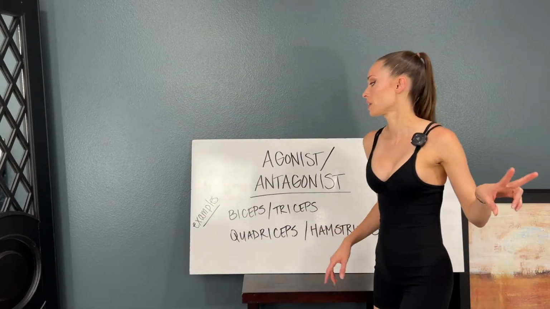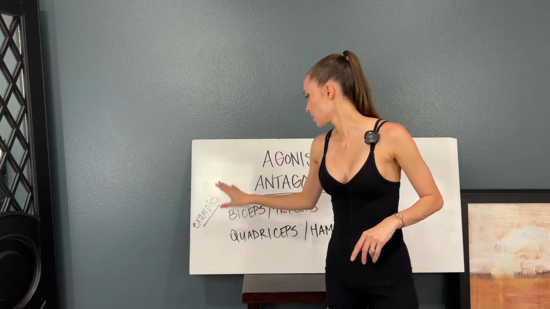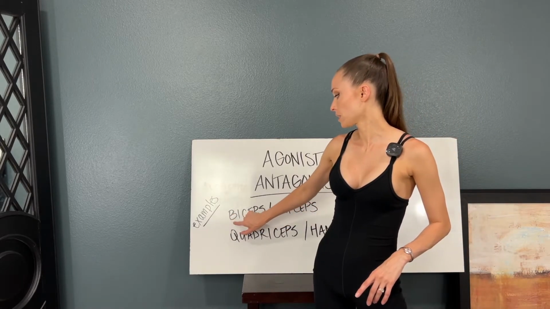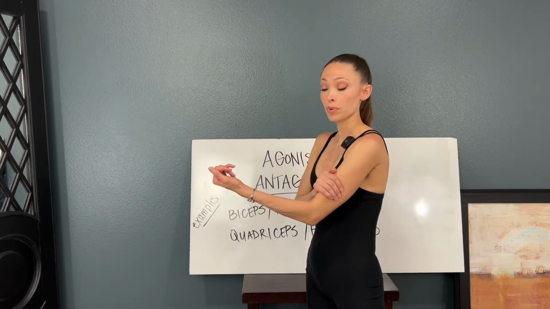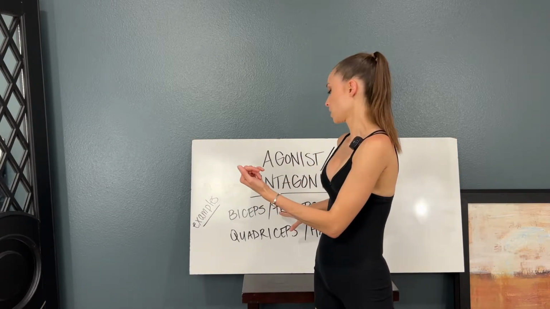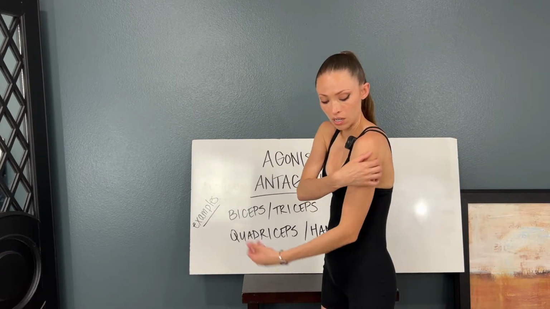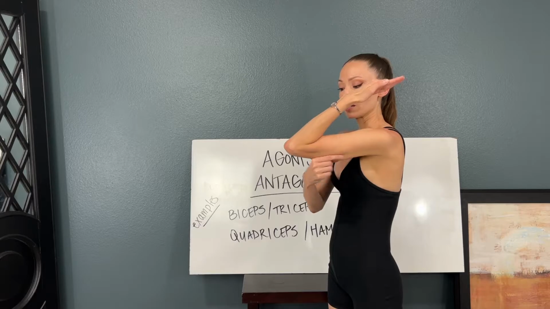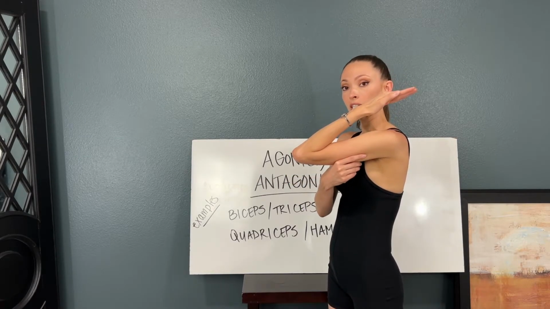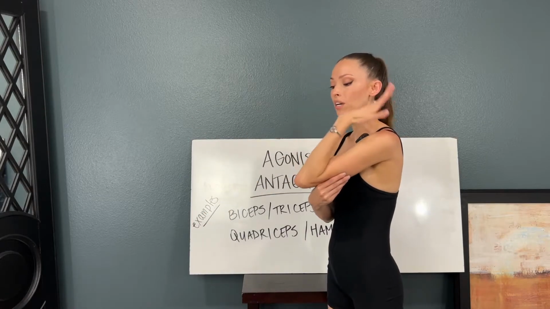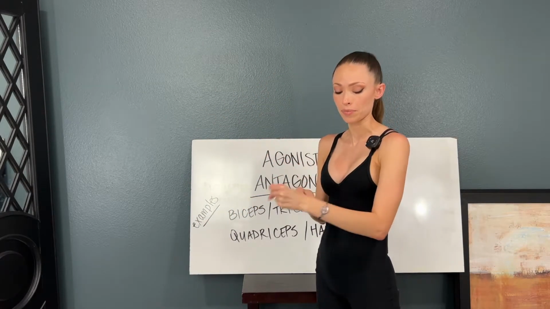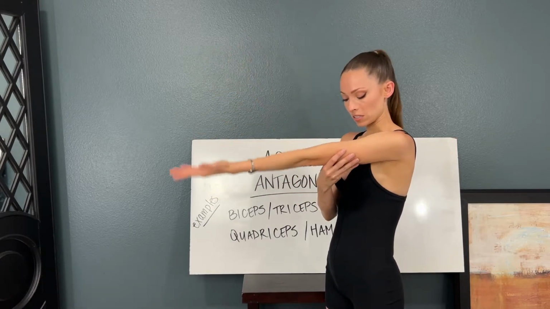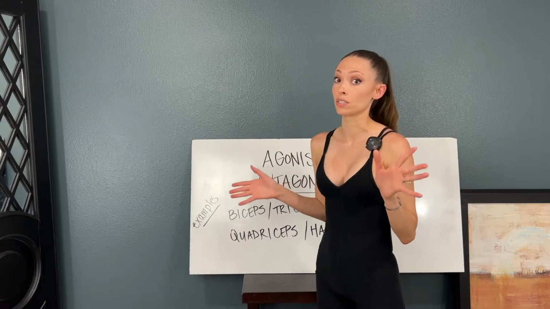So two examples in the body where we see this happening are the biceps and the triceps. The biceps are the muscles here in the upper arm, in the front part, and the triceps are in the back portion of the arm. So as the biceps are contracting, the antagonist, which is the triceps, cannot contract. They both cannot do the same motion or contract at the same time. So for this motion to happen, or for the extension to happen, the opposite muscle has to relax.